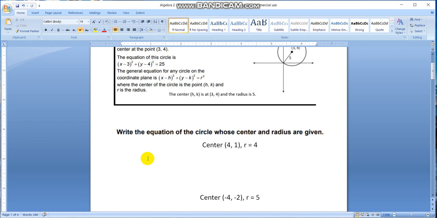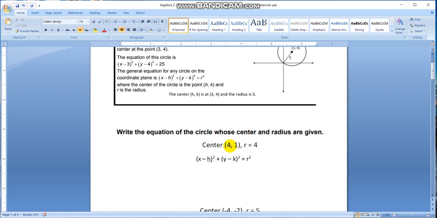Okay, write the equation of a circle whose center and radius are given. You're given the center is 4, 1, and your radius is 4. What we're going to use is this equation: x minus h squared plus y minus k squared equals r squared. First, it might be good to identify the center of the circle.